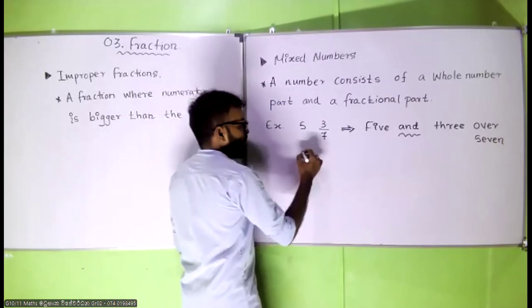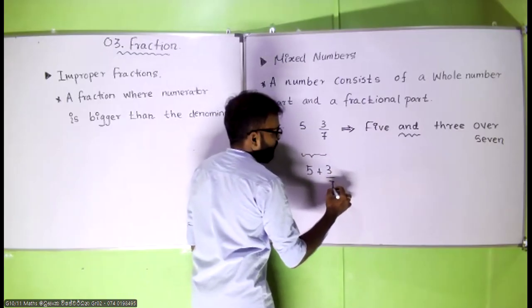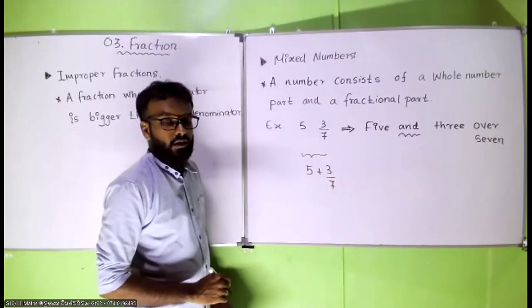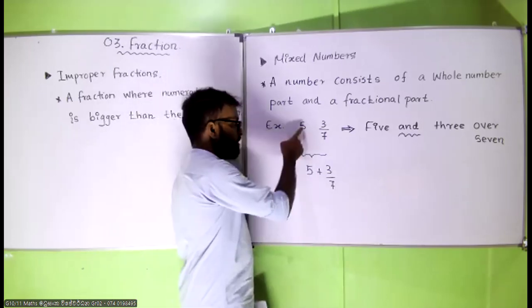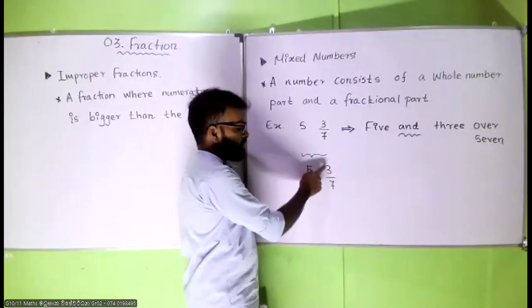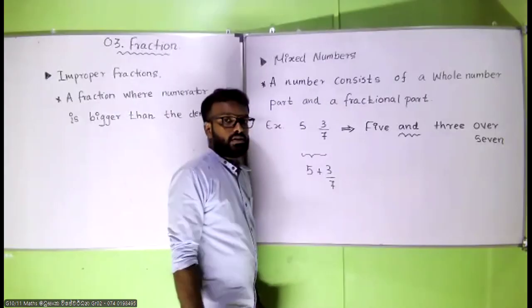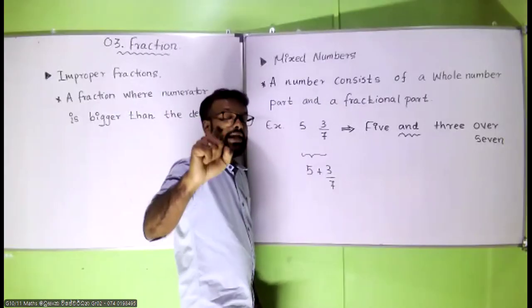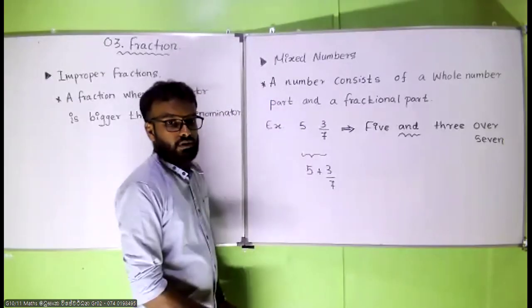This mixed number can be written down as 5 plus 3 upon 7. If you know the basic knowledge, this mixed number can be written down as 5 plus 3 upon 7. If you remember the grade 8 and 9 knowledge, you know how to write this 5 plus 3 upon 7.